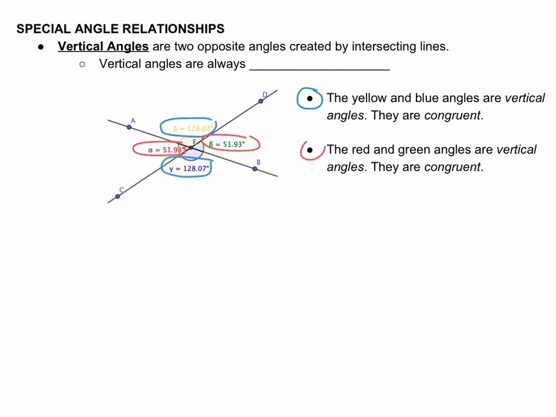Now, if you notice, the yellow and the blue angle have the same measure. They're both about 128 degrees. And then the other pair, the red and the green, are also the same measure. And so this is going to be true always. Vertical angles are always congruent. Vertical angles always have the same measure.